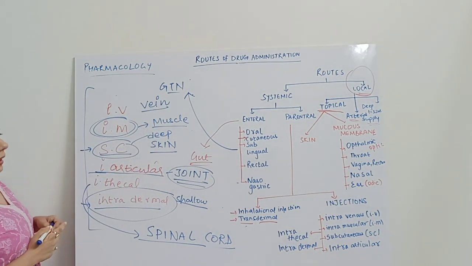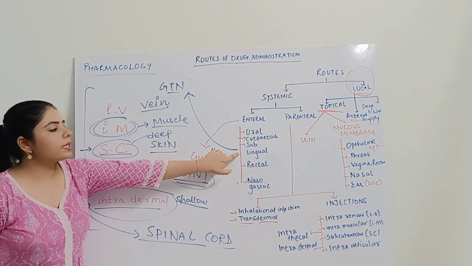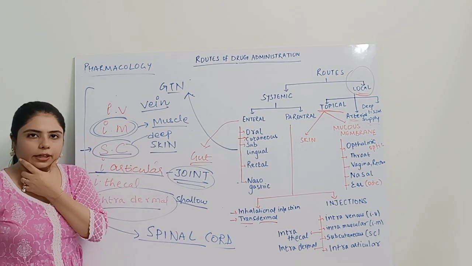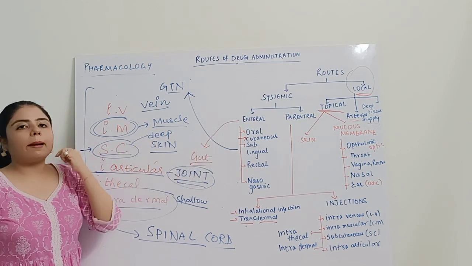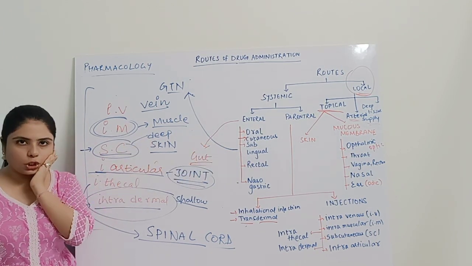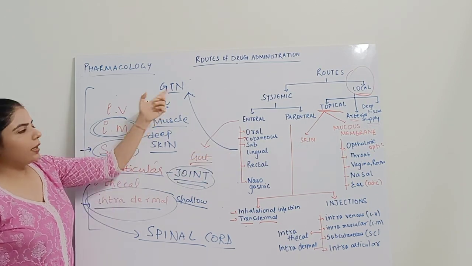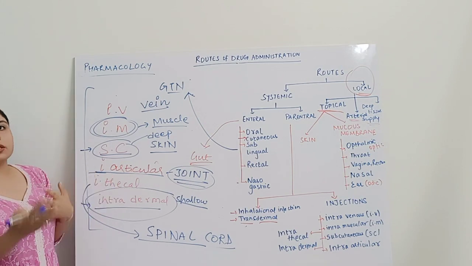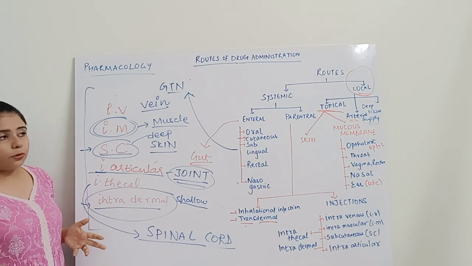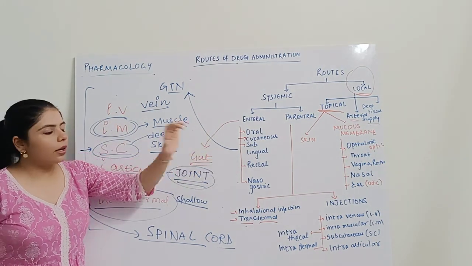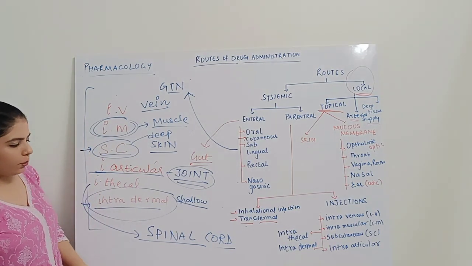glyceryl trinitrate. In case of the sublingual region, this is basically the buccal area, the buccal cavity. Either the drug is kept under the tongue or in between the cheeks. Here, the drug is being absorbed by the mucosal layer and enters the bloodstream. So, we can prevent a heart attack in a person by administering a drug via the sublingual route.